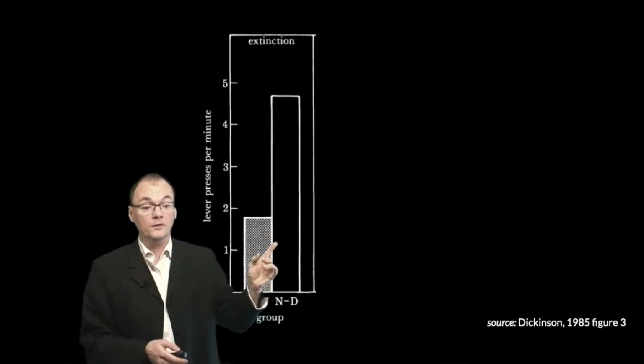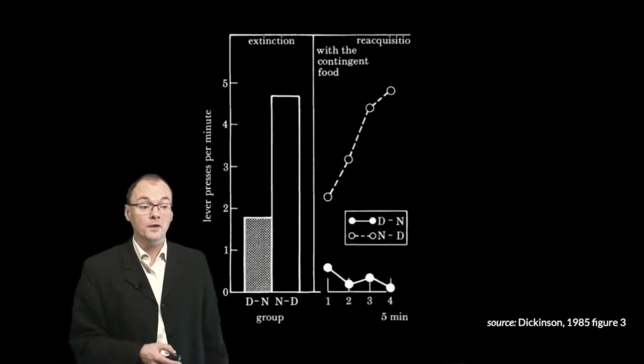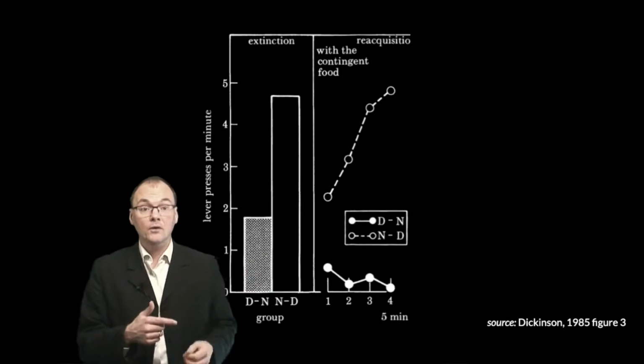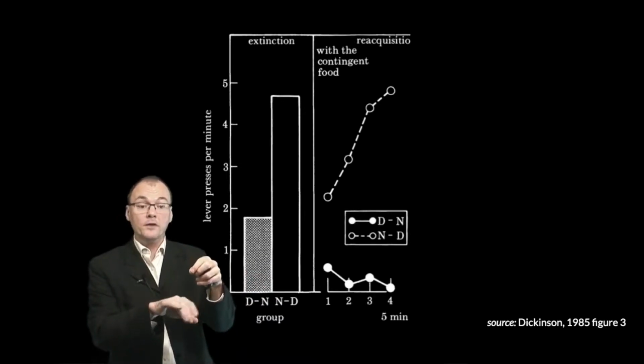And the group of rats that does like the food is pressing the lever a bit more than the rats that doesn't, even though from their point of view the lever's broken, the food isn't being dispensed anymore. Anyway, now we go to the reacquisition phase. So now we're adding back to lever presses the food that was provided to them before.